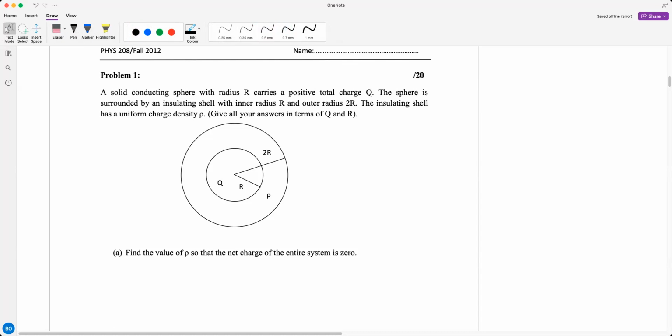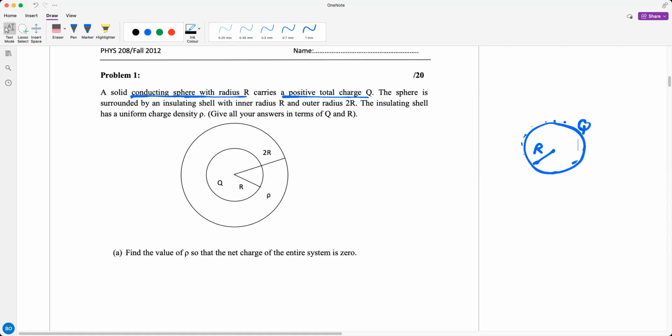Now, let's first look at the keywords in this problem. A solid conducting sphere with radius r carries a positive charge q. So now we have a sphere that is conducting, that has radius r, that carries a charge q. Now we know that the charge of a conductor is always on the surface. Okay, so the charge will be located on the surface.